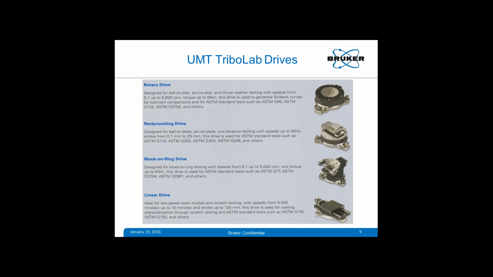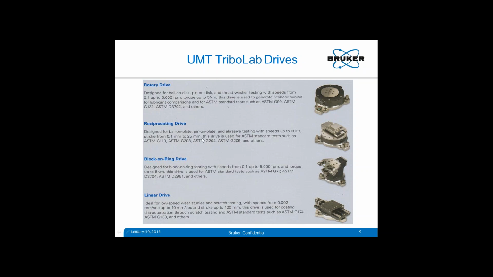There are 4 different types of drives available with this system, to cover almost all kinds of tests, tribological and mechanical. First comes the rotary drive, which can rotate along a vertical axis. It is used for several tests like ball on disc, pin on disc, Stribeck test, thrust-washer test, ring on disc type of test, and things like that. It covers many ASTM standards, including G99, G132, 3702, and things like that.